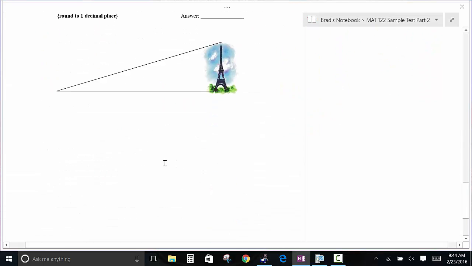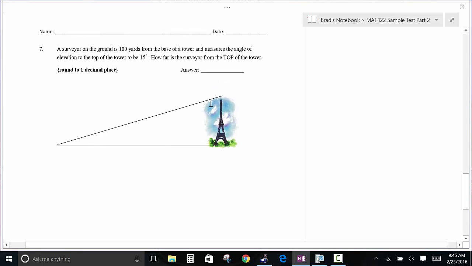All right, and then I think I had one more triangle problem here, and let me just real quickly set this one up and show you what to do on this. So this one says the surveyor on the ground is 100 yards from the base of the tower. The angle of elevation to the top of the tower is 15 degrees, and then it says how far is the surveyor from the top of the tower? That's x, because here's your surveyor, here's the top of the tower. So it's that, okay?